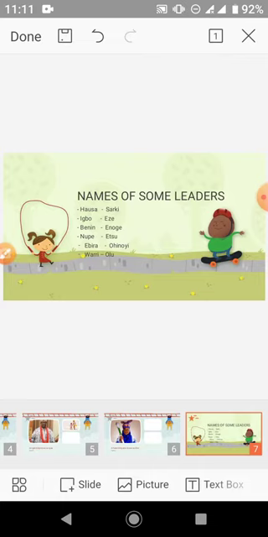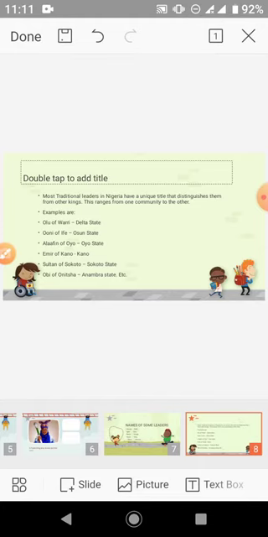Don't forget that we have many tribes in Nigeria as well. So we're not just going to limit ourselves to Hausa, Yoruba, and Igbo. We also look at the Warri, the Ebira, the Nupe people, the Benin people. And these are the titles of some of the leaders. So, most traditional leaders in Nigeria have a unique title that distinguishes them from other kings. This ranges from one community to the other.